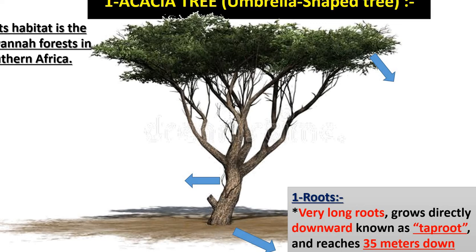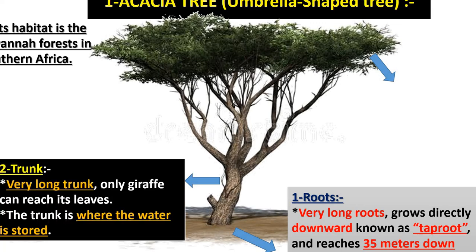About the roots, they go a very long distance because it doesn't have a lot of water, and we call it a taproot, about 35 meters down below the soil. Then we have the trunk.